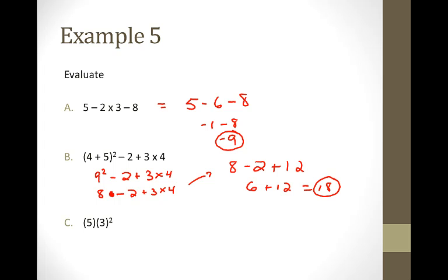Okay, the last one here, part C. Very tempting maybe to multiply the 5 and 3 together first. Don't do that. Fight that temptation. So we are going to do 3 squared, which is 9. Then 5 times 9 is 45. You'll get better at these order of operations when you do a handful of these problems.